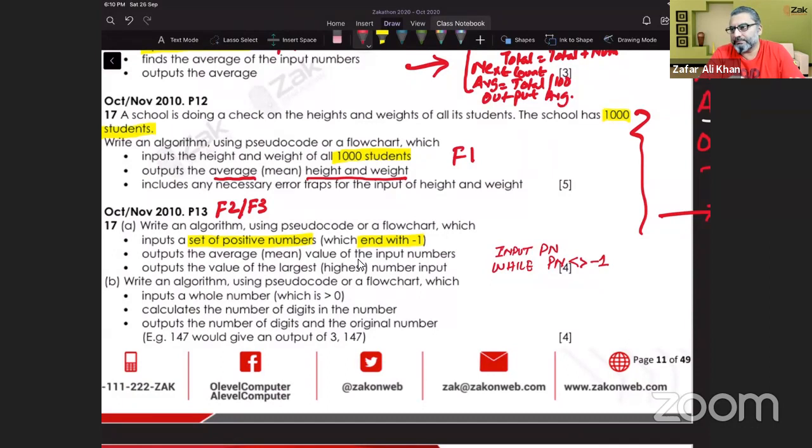Output the average. So it means that average requires total, but we do not have a count. So what we do first, we total it. Total is equal to total plus positive number, whatever number is entered. And then we will do what? Count without decision. So this time we will be counting ourselves. Count is equal to count plus 1. Why do we count? Because average requires you to have a total and the count of total numbers.